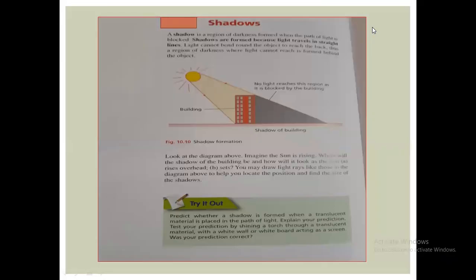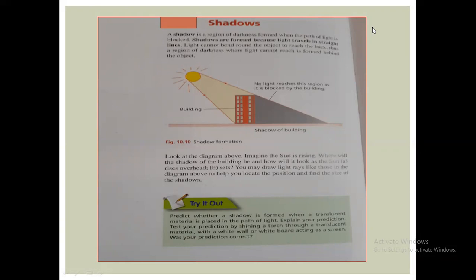So what are shadows? A shadow is a region of darkness formed when the path of light is blocked. When the path of light is blocked by something, then a shadow of light is formed. Shadows are formed because light travels in a straight line, as we studied before, that light can only travel in a straight line. Light cannot bend around the object to reach the back, as you can see in the picture. Thus, a region of darkness where light cannot reach is formed behind the object.